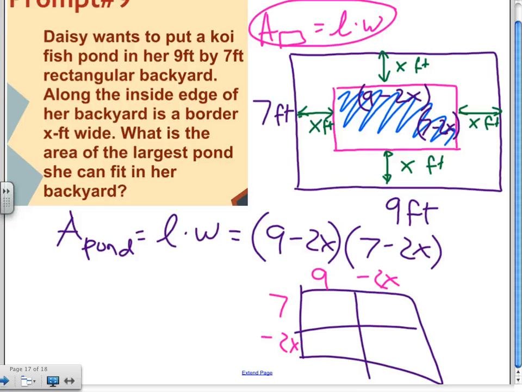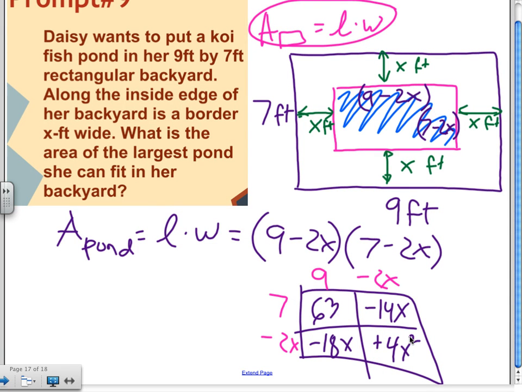So, what's the first box gonna get you? 63. Next box. Negative 14x. Next. Negative 18x. Next. 4x squared. See that? So next time when you do something like that, just hesitate a little bit. Wait, is it x or x squared? Think carefully. 4x squared. Thank you.